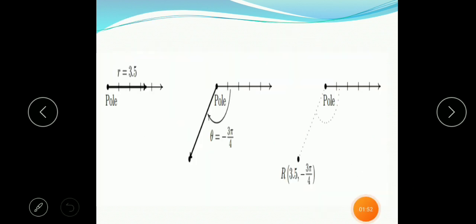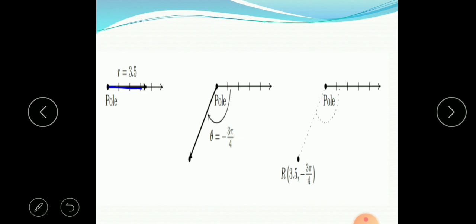So another one. Plot (r, θ) = (3.5, -3π/4). We have this in this picture. From the angle-first approach, we rotate from the pole, then move 3.5 units.